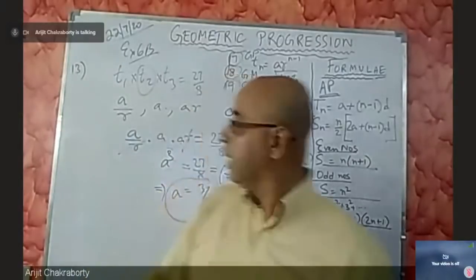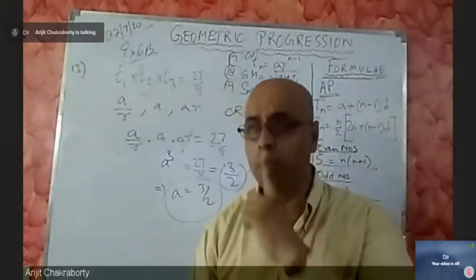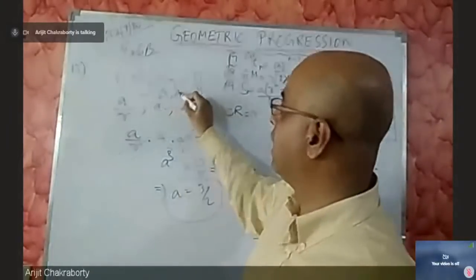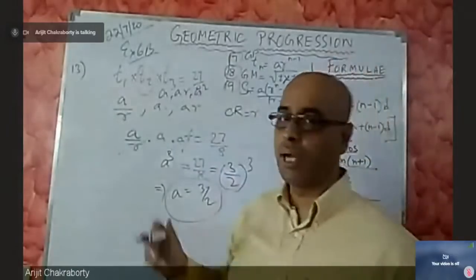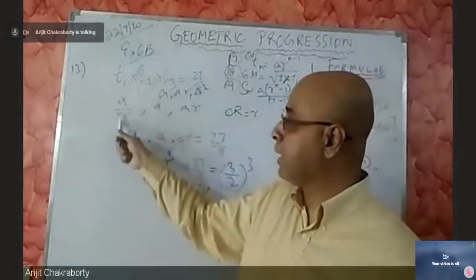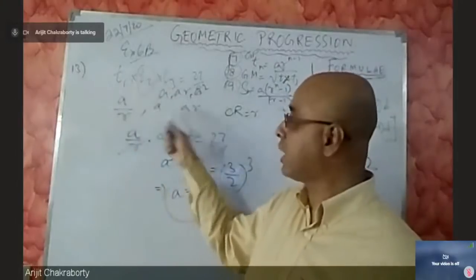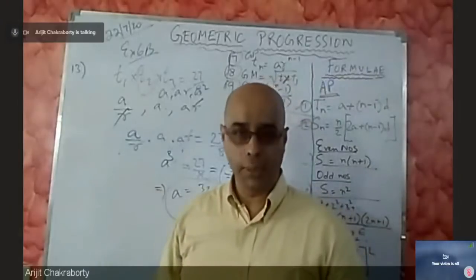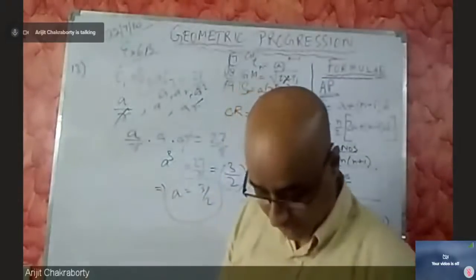Here, if I take the numbers as A, AR and AR square, I won't be able to solve it. I have taken A by R, A and AR, so that R and R cancel out. That's how I did it. Fine. So please remember this.